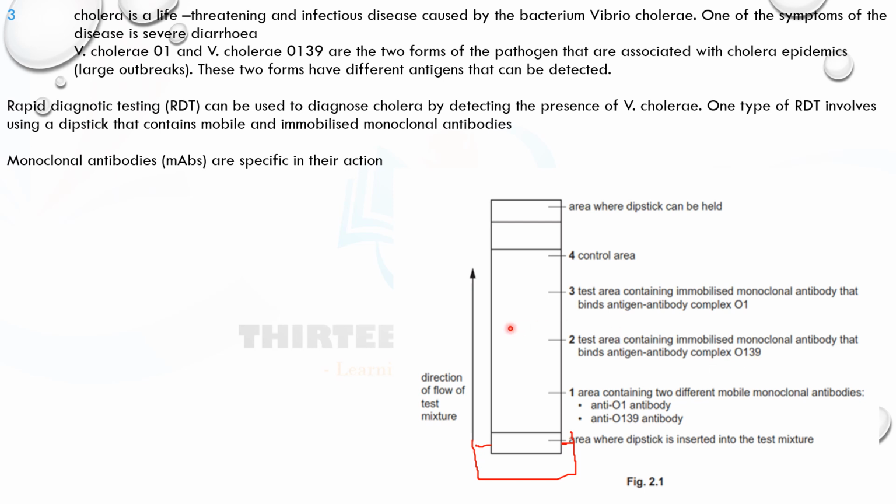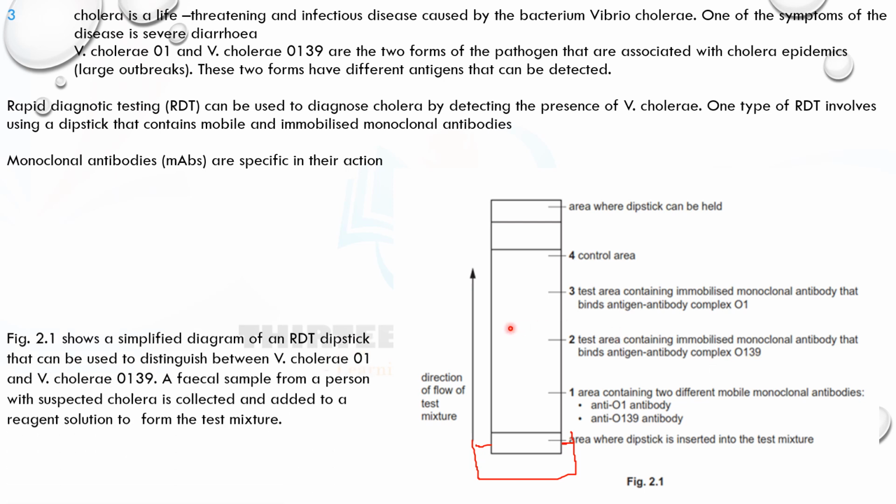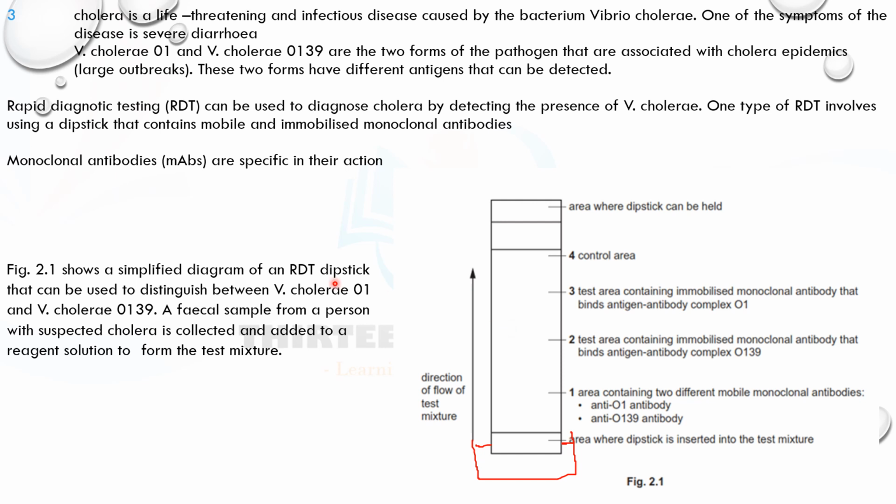Okay, so now with this in mind, let's go and do some questions. Figure 2.1 shows a simplified diagram of an RDT dipstick that can be used to distinguish between V. cholerae O1 and V. cholerae O139. A fecal sample.